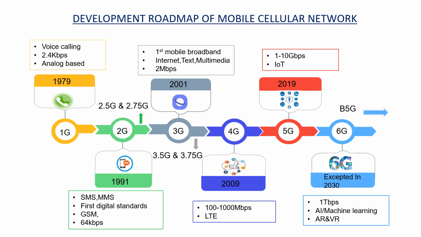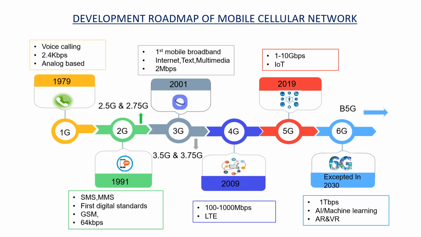In 1979, 1G, the first generation of mobile cellular network, was introduced in Japan. It is an analog-based technology and used for voice calling only. In 1991, 2G became available. It is the first digital standard and it is used for voice calling and data services such as SMS and MMS. 2.5G and 2.75G are the two intermediate technologies between 2G and 3G. These two technologies provide a higher data rate compared to 2G but slower compared to 3G.